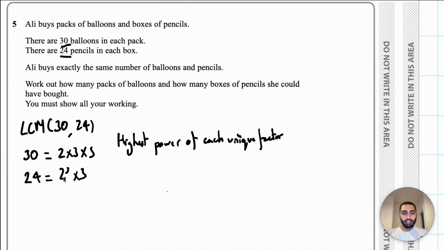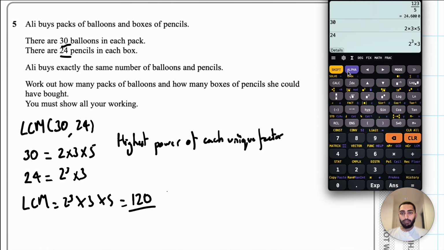So a unique factor here is 2. And the highest power of that would be 2 to the power of 3. For the 3, the highest power is just 1. For the 5, it's just 5. So if I multiply all of these together, 2 to the power of 3, which is 8, 8 times 3, which is 24, and 24 times by 5, which is 120. So that's my lowest common multiple.